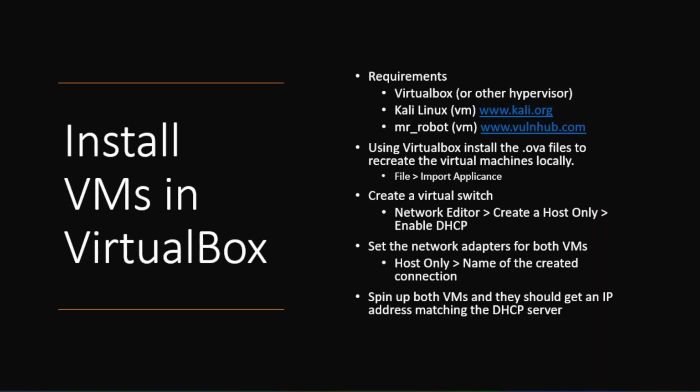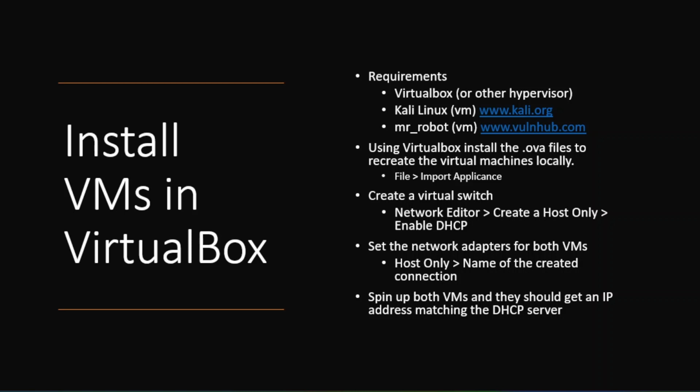In using VirtualBox, we're going to install and create these virtual machines. And to do the Mr. Robot, you actually import a .ova file, and this then will have all the settings, everything created for that particular virtual machine. So we're first going to acquire the necessary files that we need.